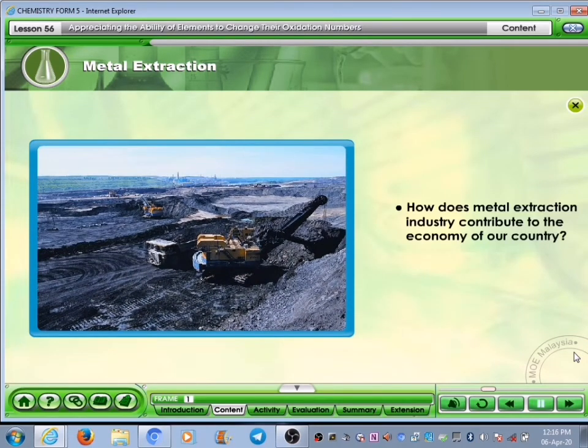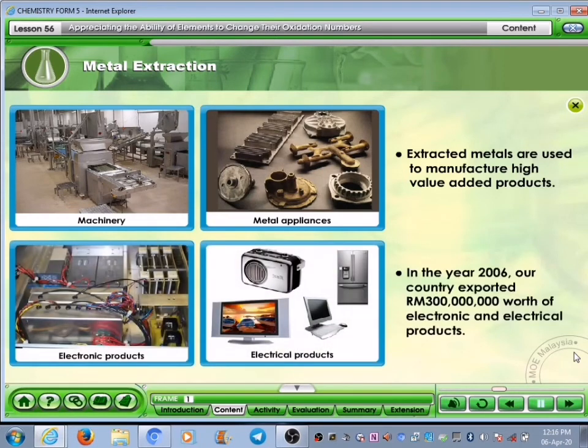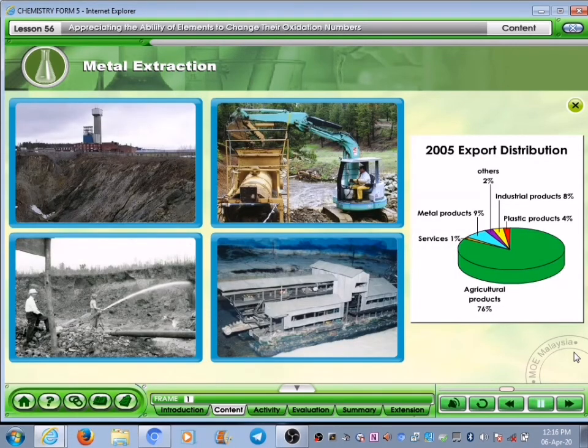How does the metal extraction industry contribute to the economy of our country? The extracted metals are used to manufacture high value-added products like machinery and appliances. In the year 2006, our country exported 300 million ringgit worth of electronic and electrical products. Indirectly, the mining industry has contributed significantly to the country's economy.